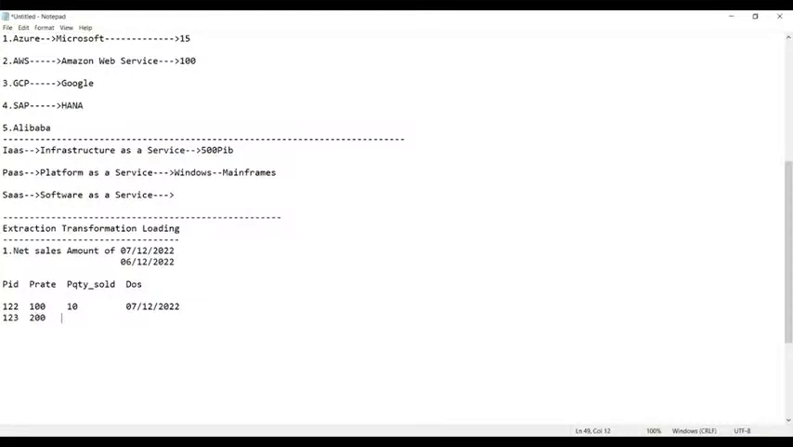Quantity sold is 10. The date of sales is 07/12/2022. And then we have the next one, 124.